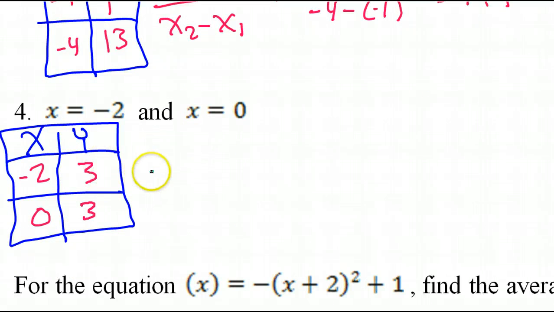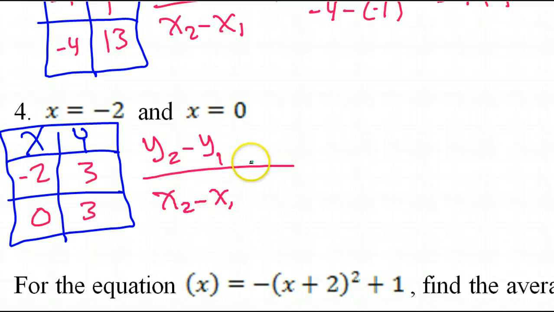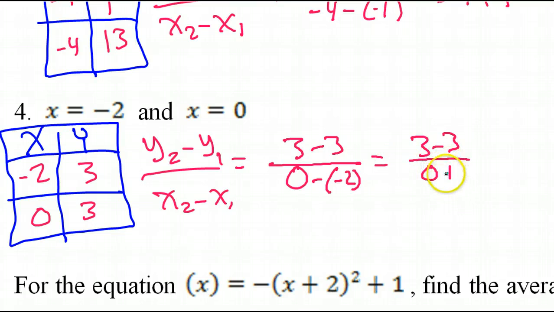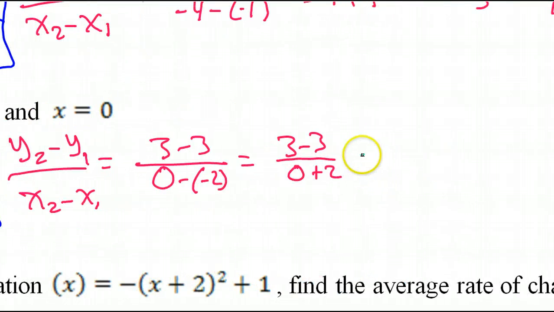Okay, well, wow, that's the same y value. So anyway, if I go ahead and do y minus y over x minus x, then it is going to be like this. Y minus y, well, that's 3 minus 3. X minus x, well, that's 0 minus negative 2. Anytime the second number is a negative, put it in parentheses. Well, this is like having 3 minus 3 over 0 plus 2. So that's going to give me 0 over 2.